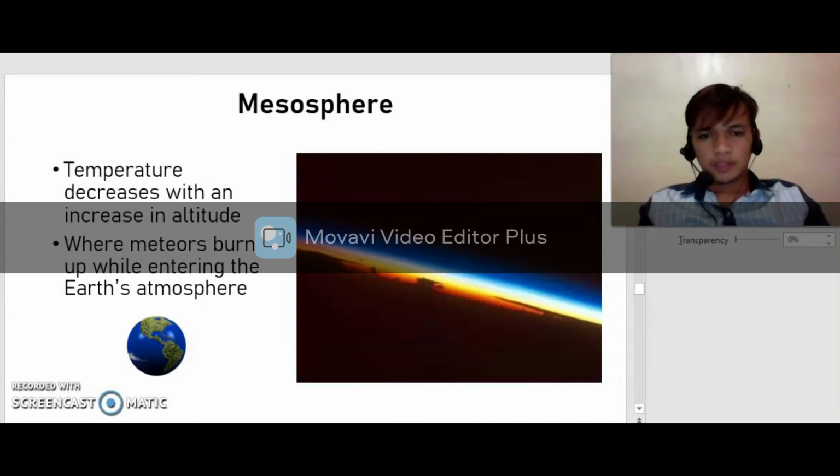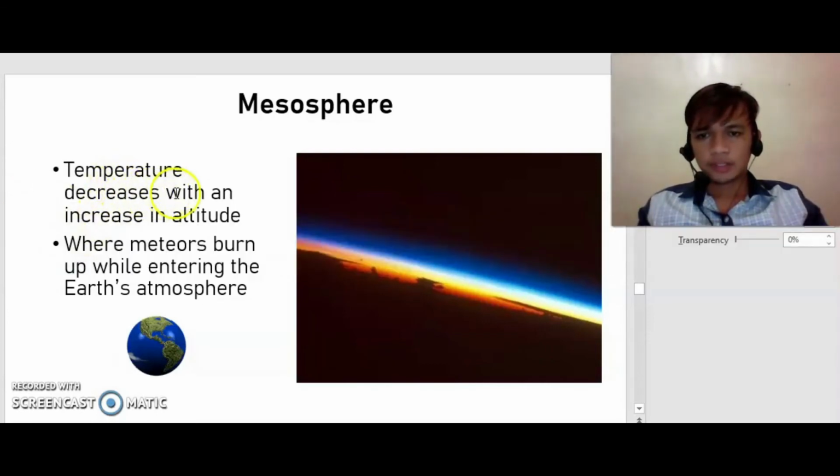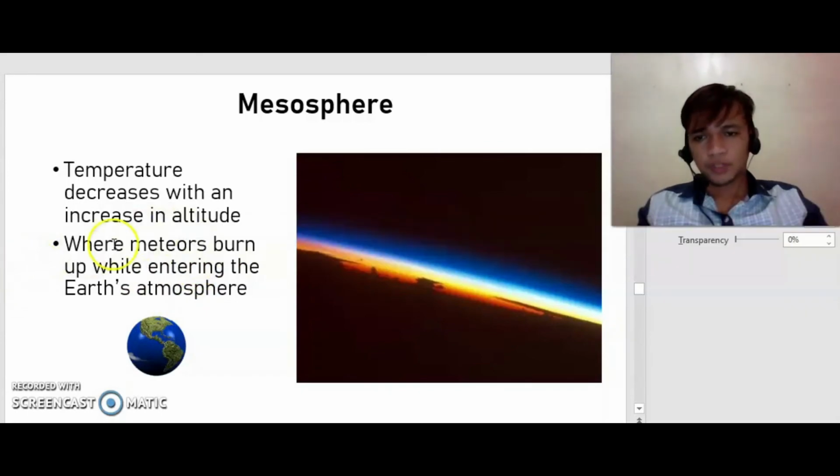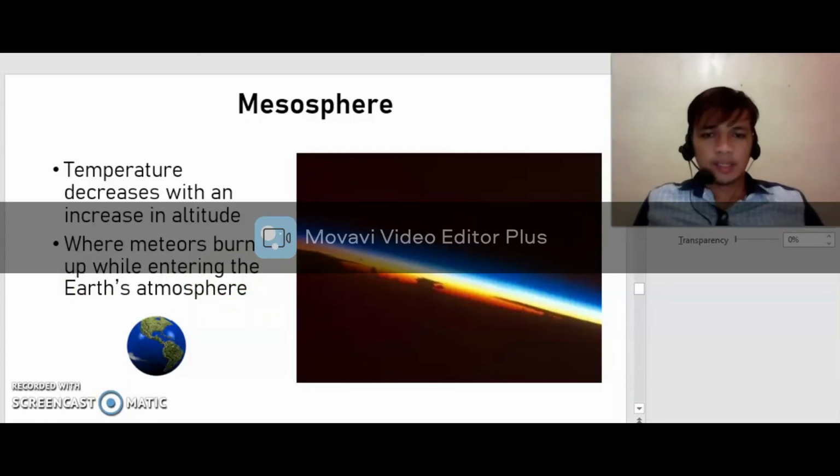Now we go to the mesosphere, where you can see the blue light. Temperature decreases with an increase in altitude. So ito, from stratosphere na medyo tumaas yung temperature mo as you go higher in altitude. Ito, after makalagpas mo doon, babalik na naman tayo sa mas decreasing temperature. No? So this is where meteors burn up while entering the Earth's atmosphere. At yung ibang maswerte, nakakapasok at nagiging meteorite. No? Pag nakalagpas, nakapag-survive sila sa mesosphere.